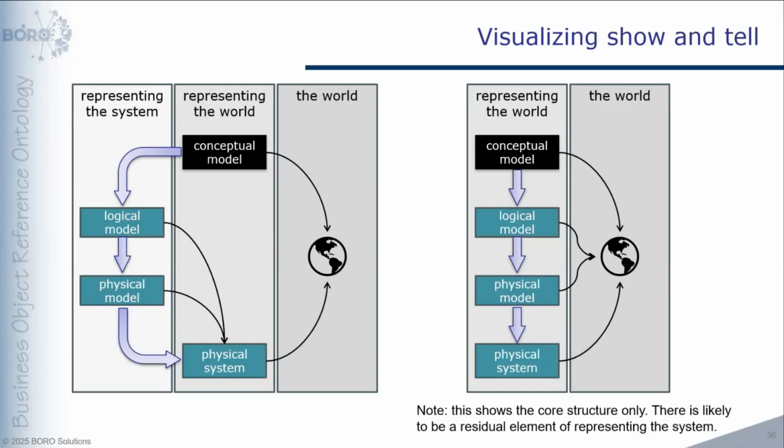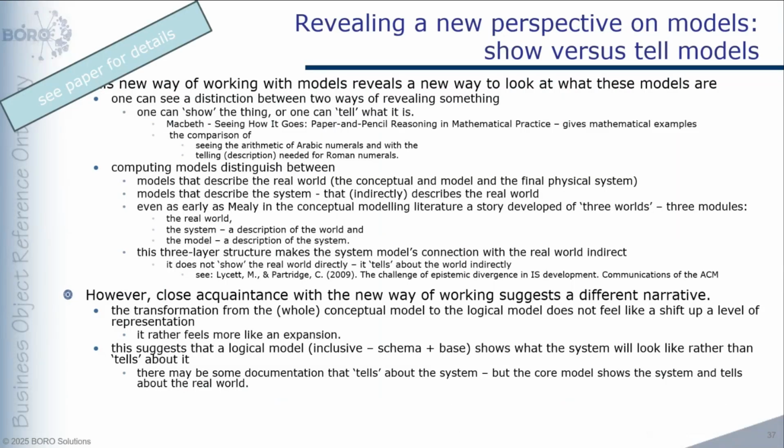And there's interesting work done in logic and philosophy of mathematics. Yeah, show and tell. Daniel Macbeth has an interesting paper called Seeing How It Goes. She refers to Whitehead and makes a similar point. In mathematics, there are some ways of doing mathematics where you show what's going on, and other ways in which you tell what's going on. And she has a very practical example, which Whitehead also had.